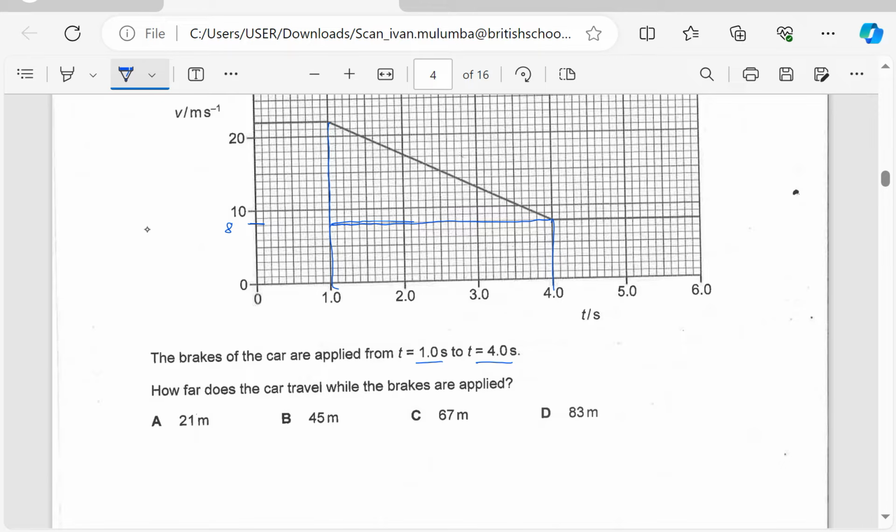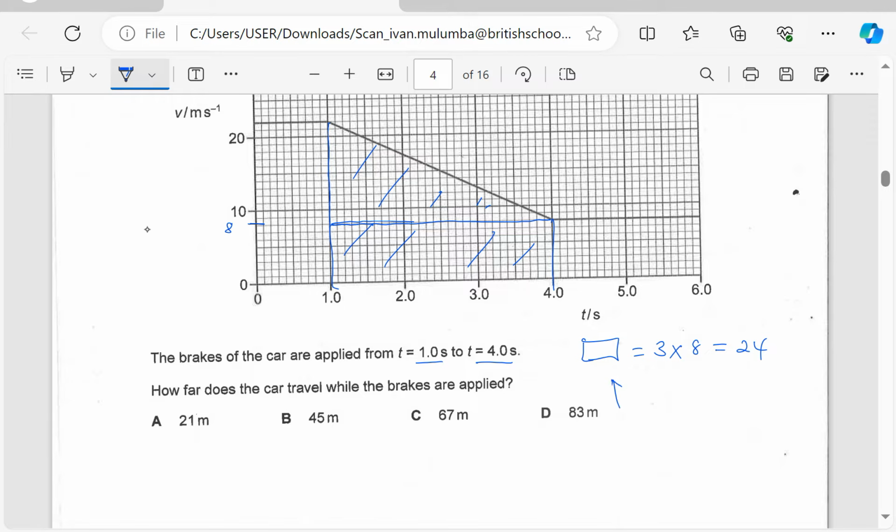The brakes of the car are applied from t equals 1 to t equals 4. How far does the car travel while the brakes are applied? So we want the area under the graph. We find the area under the graph, the whole graph with the x-axis. So for the rectangle, the area is going to be 4 minus 1, which is 3, times on the vertical we have 8. I think that is 24.